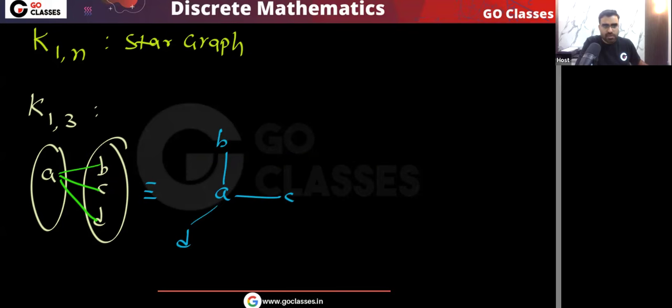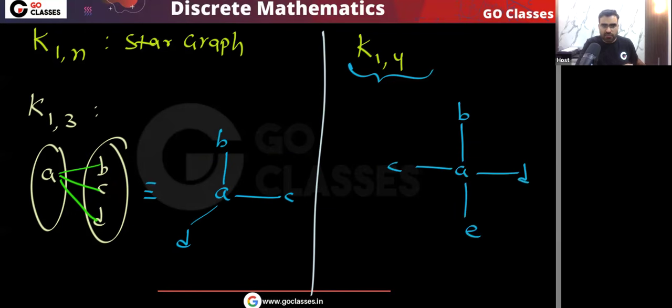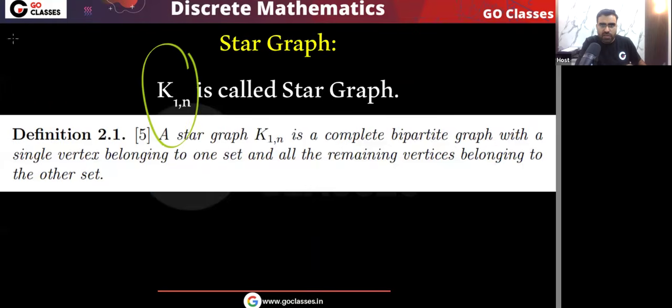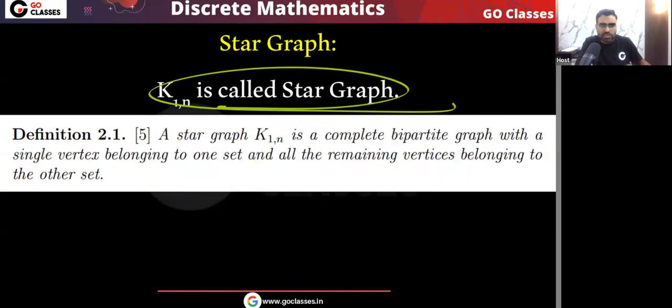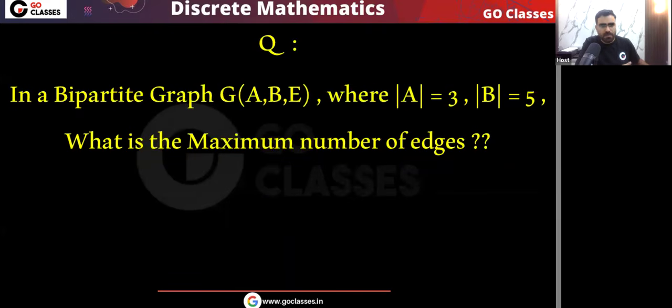Okay, is this clear? So this K1n is called star graph because we can draw it like a star. For example, let's look at K14. This K14 you can draw like this. So you can draw it like a star, and that is the reason this is called star graph. Very simple definition. Remember, K1n is a complete bipartite graph where one set has one vertex, another set has n vertices. For example, K13, K14, these are star graphs.